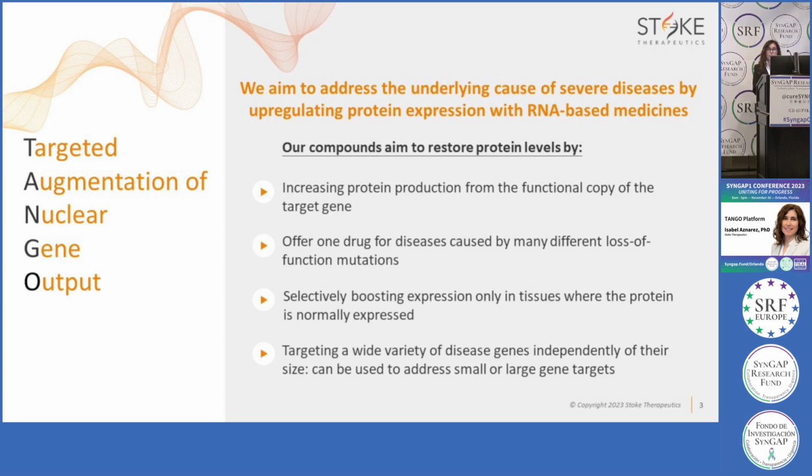By targeting the functional copy of the gene, we're able to address a disease that may be caused by many different mutations, like Syngap is. Because we're leveraging that wild-type copy, we're able to develop one treatment for the entire patient population, provided that the mutant copy is a loss-of-function mutation.